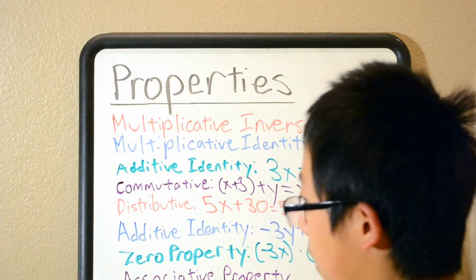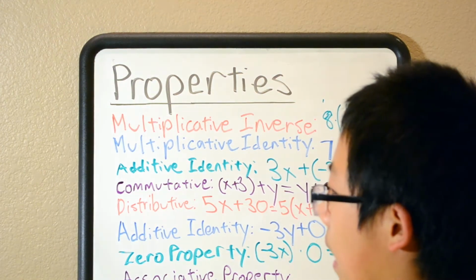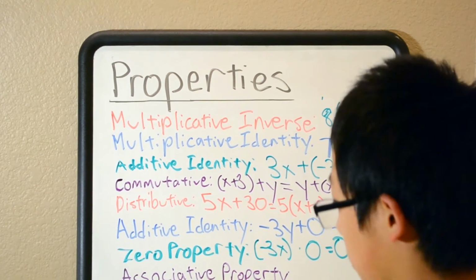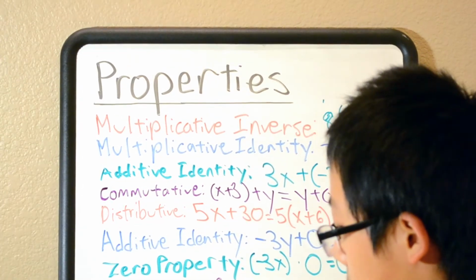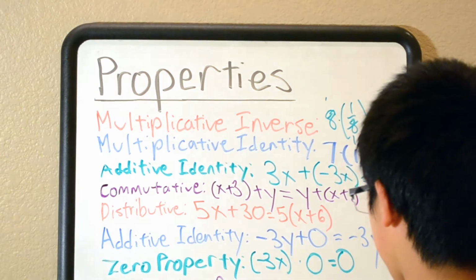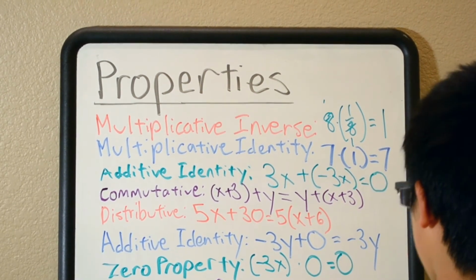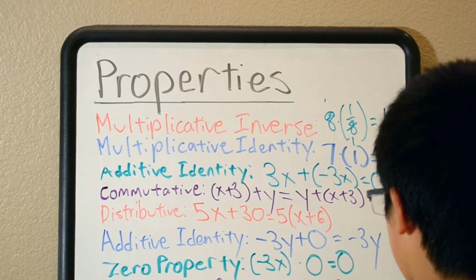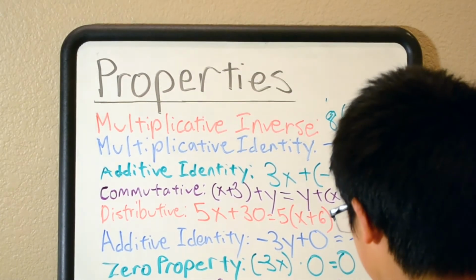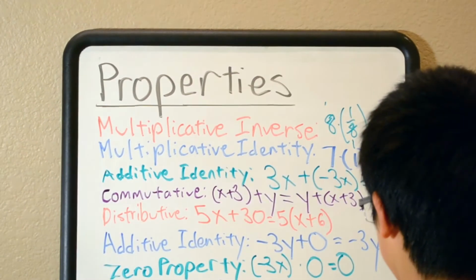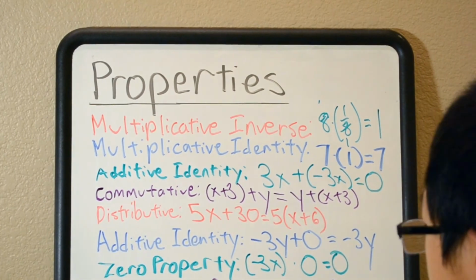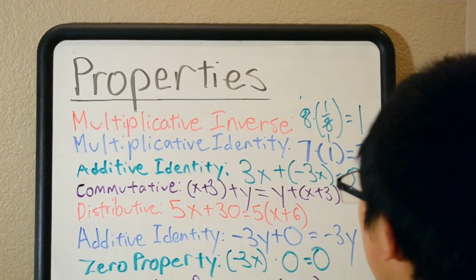And finally, the associative property. The associative property means it doesn't matter how you group numbers, the answer will still be the same. So, for example, let's say we have 2x times y. It's the same as 2 times xy. And there we go. These are the properties of math.